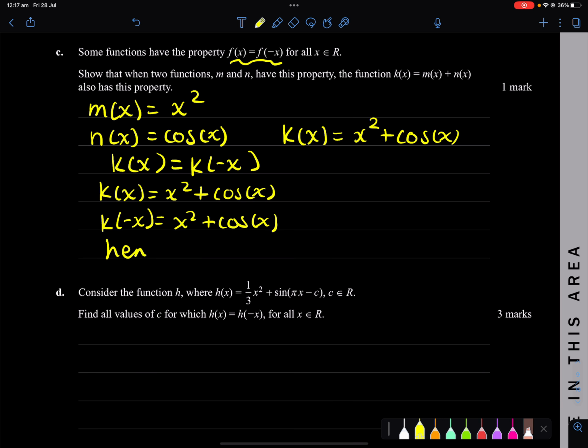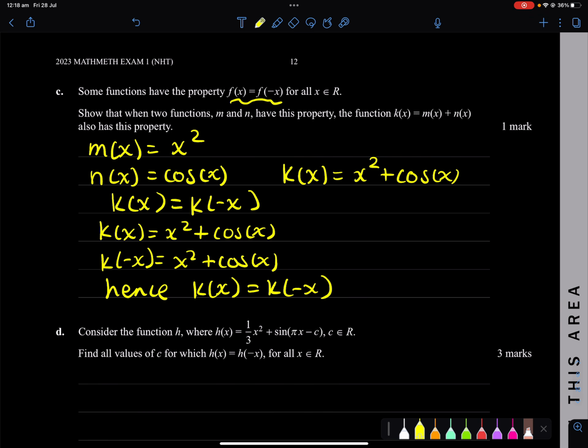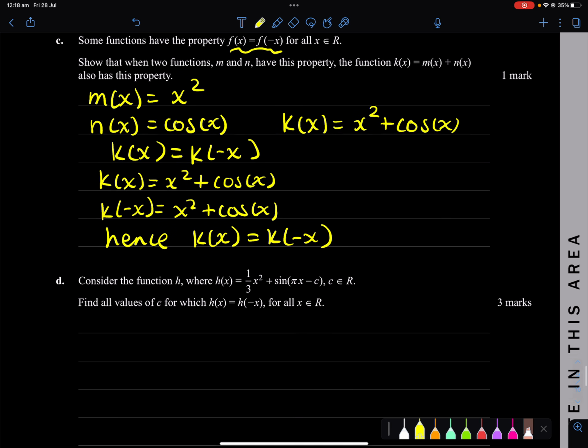Hence k of x equals k of minus x. Is that right for a mark? So m of x we've named 2 and we've just said k. Yeah, I think that's all right.